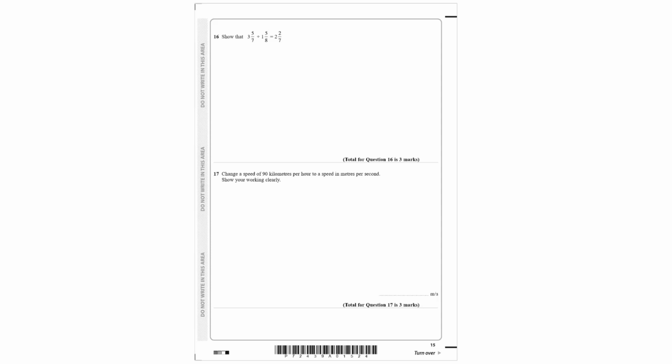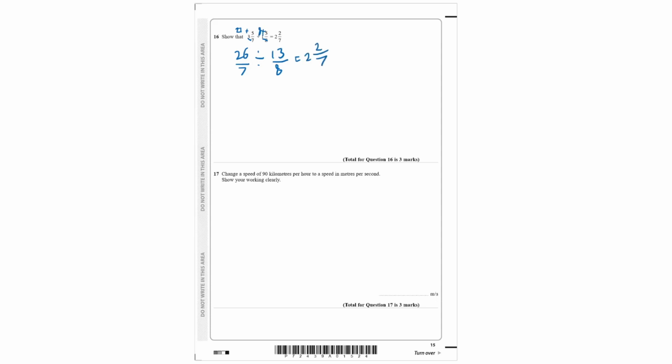We can change this from mixed fractions to improper fractions by multiplying the whole number with the denominator and adding that to the numerator. 3 times 7 is 21. 21 plus 5 is 26. We write the same denominator, 7. 1 times 8 is 8, plus 5, that is 13 over 8. So we have 26/7 divided by 13/8.